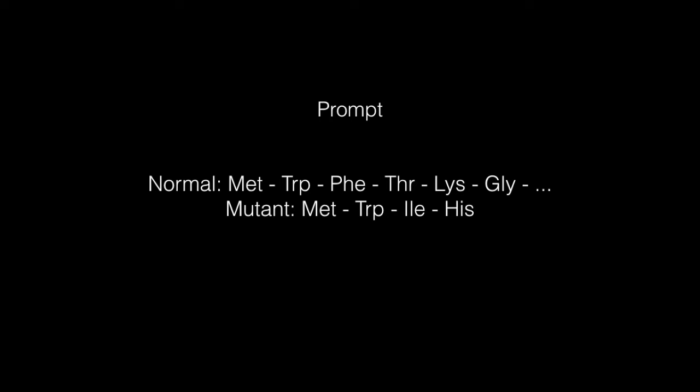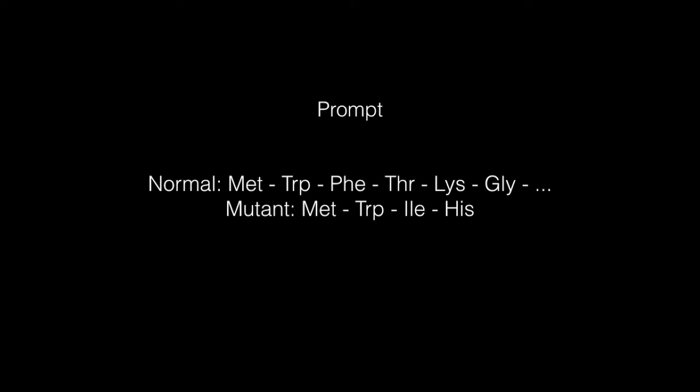The prompt for this section asks to explain how a mutation is formed through an insertion or deletion by giving the protein sequence of the normal and mutant chain. The normal chain protein sequence is methionine, tryptophan, phenylalanine, threonine, lysine, and glycine, and then the chain continues. The mutant strand sequence is methionine, tryptophan, isoleucine, histidine, and then the chain stops after that.